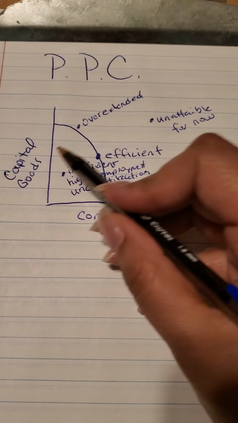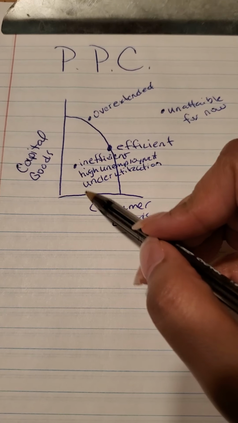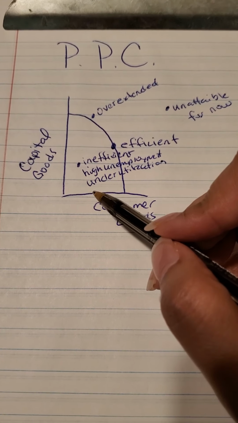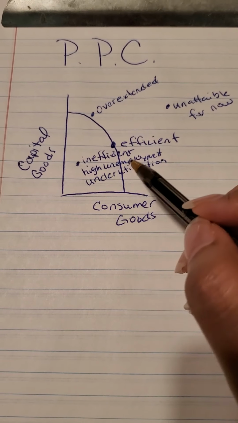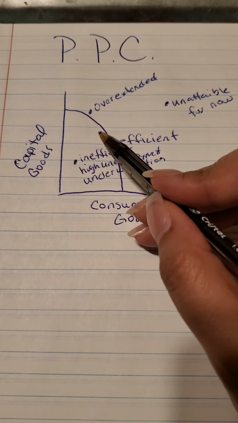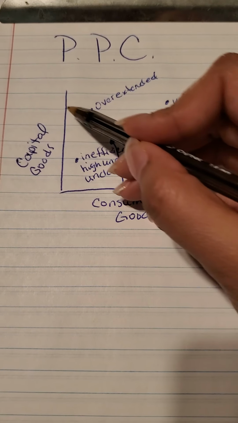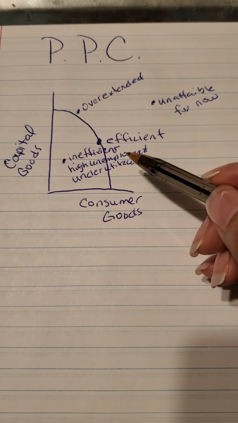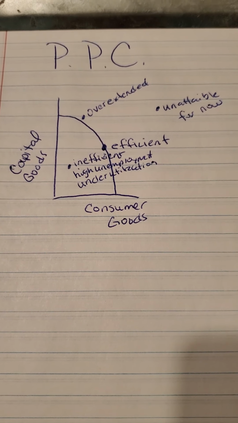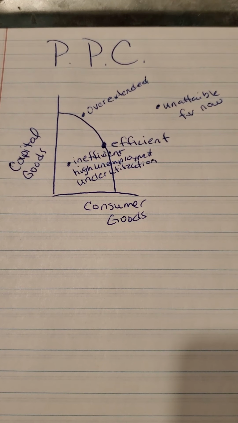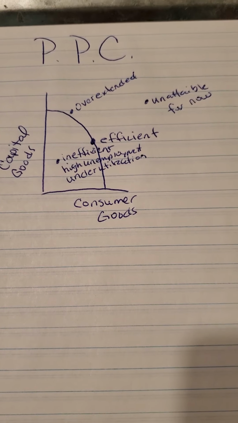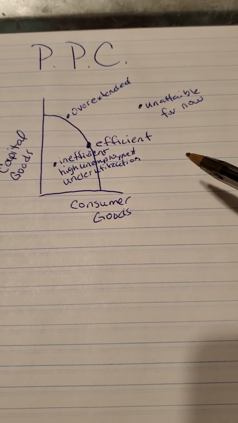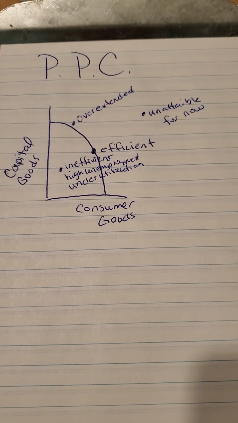Again, anywhere inside of the curve is inefficient. We have high unemployment, meaning more than 6% unemployment, and we're underutilizing our resources. Efficient is any point on the PPC curve, so anywhere here or over there. It's the best place. It's where we want to be. That's where our economy is doing awesome. That's the goal. Overextended, we're pushing ourselves too much. And then again, unattainable, way out there. We can't get there just yet.